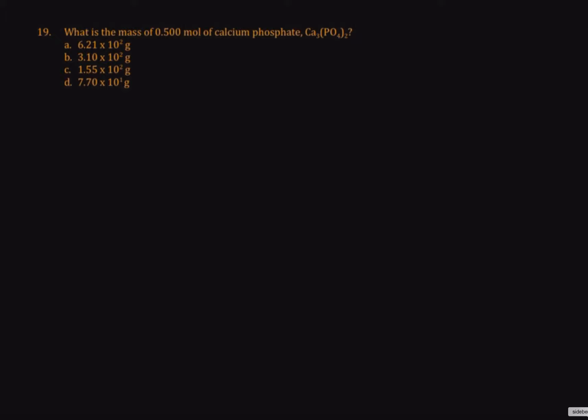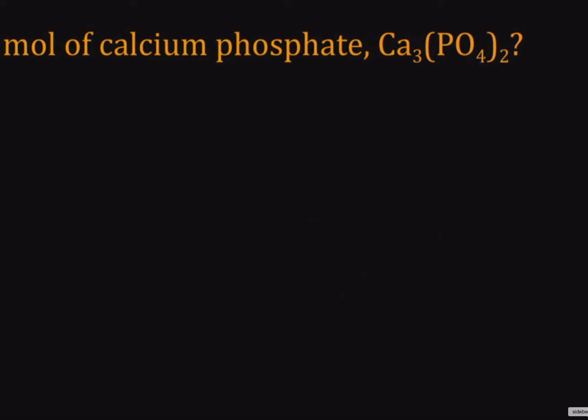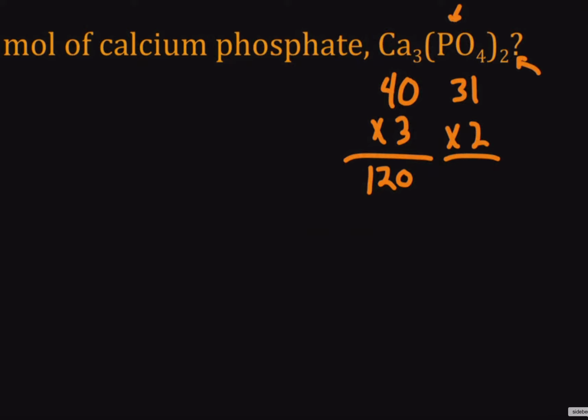What is the mass of 0.5 moles of calcium phosphate? So you would need to look at the periodic table for this. All right, so we've got calcium on the periodic table has a mass of 40. And according to the formula, there are 3 of them. So we're going to multiply that number times 3, which is 120. The phosphorus, which is in the parentheses here, has a mass of 31 on the periodic table. The little 2 outside the parentheses here tells me that there are 2 of those. So that's 62.